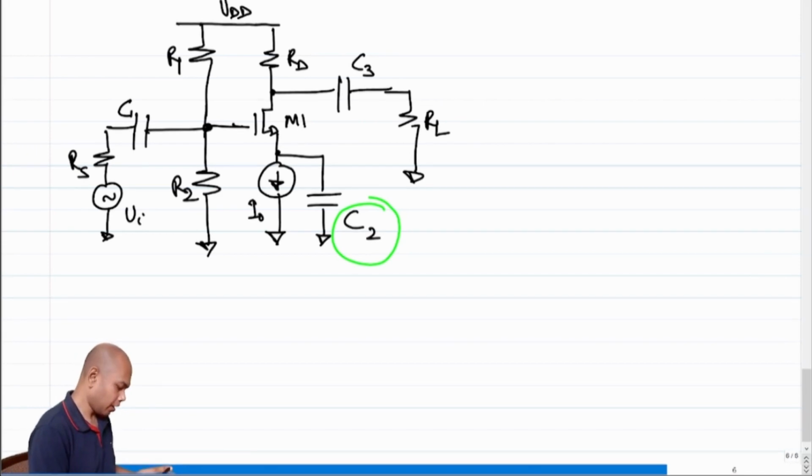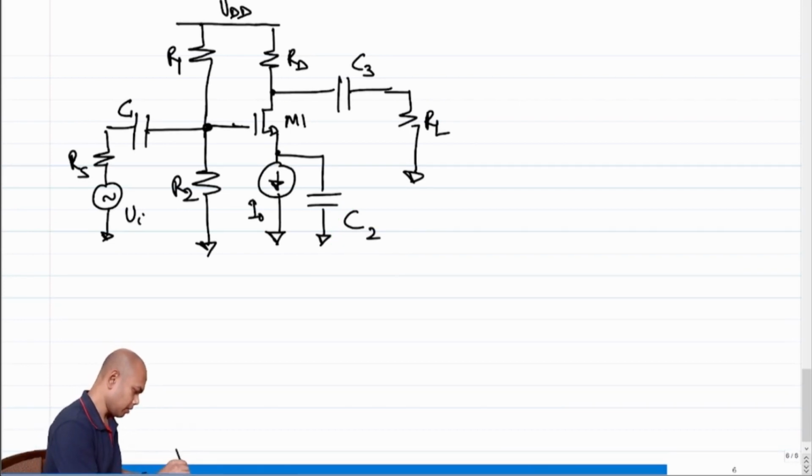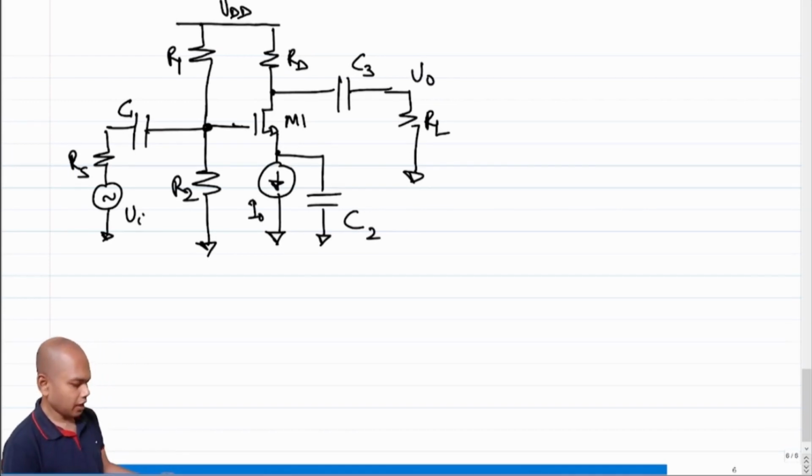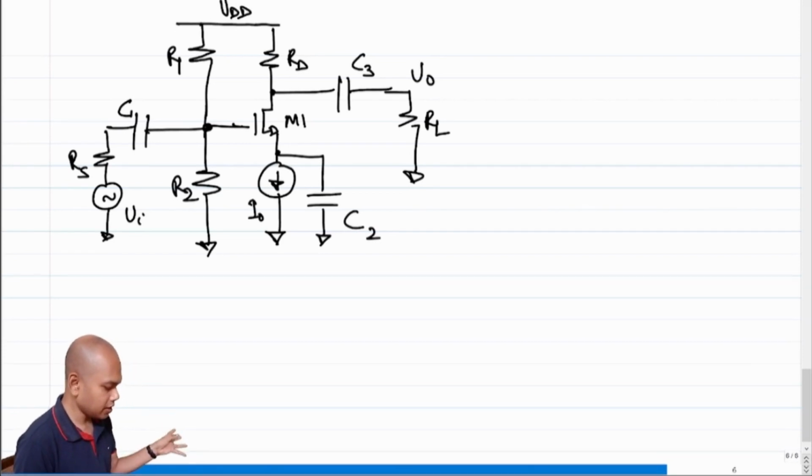So we have been until now looking at this particular architecture, and we were interested to see what was the transfer function between Vi and V naught, right? And V naught was taken across a resistance RL, which is AC coupled to the drain of the MOSFET, and the whole purpose was to design a common source amplifier.